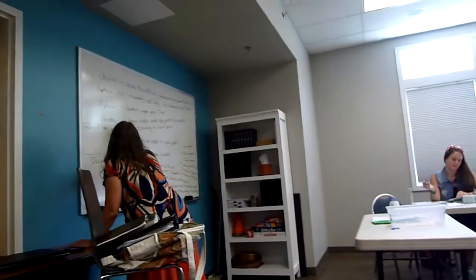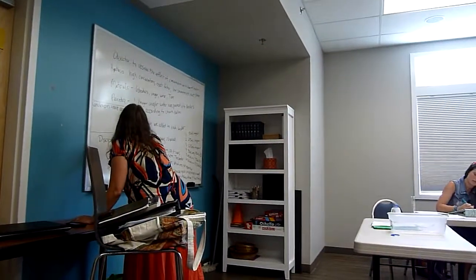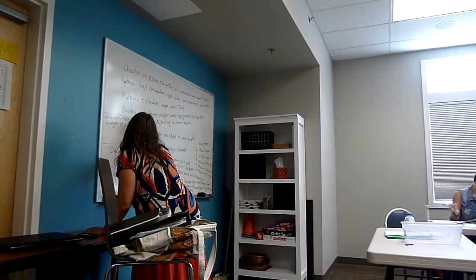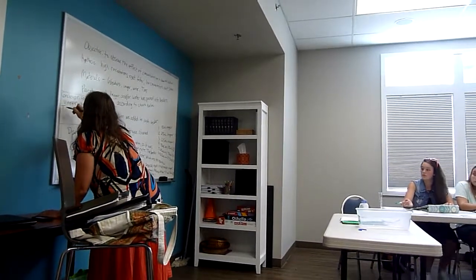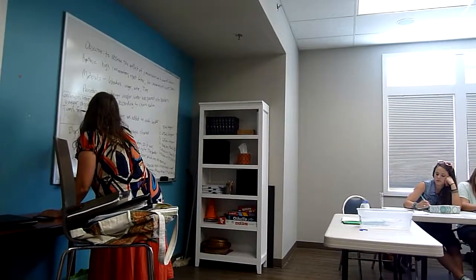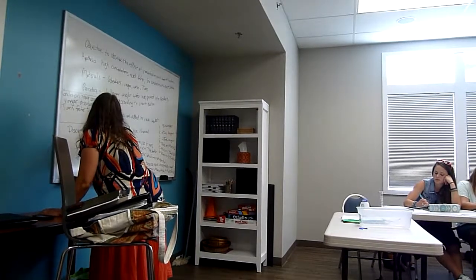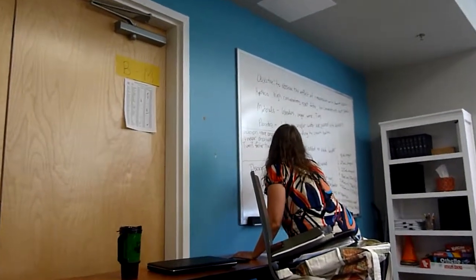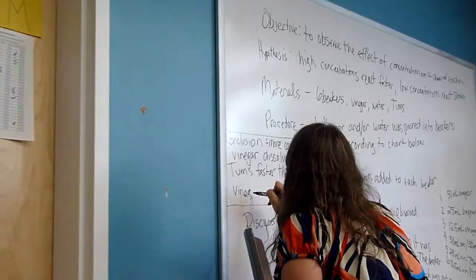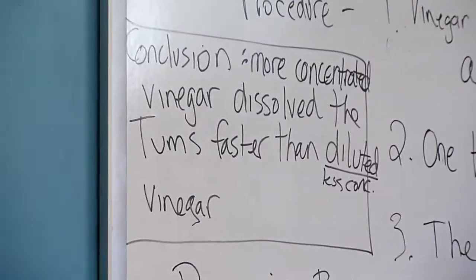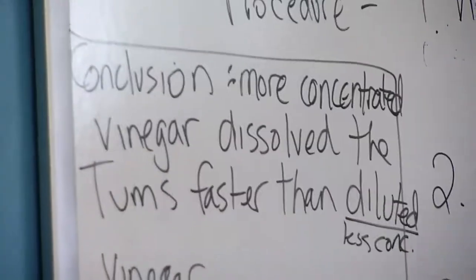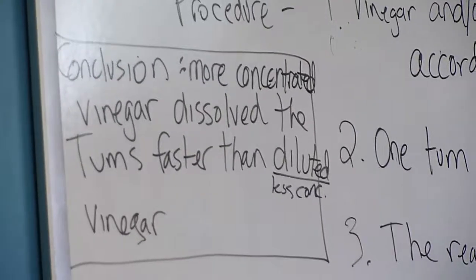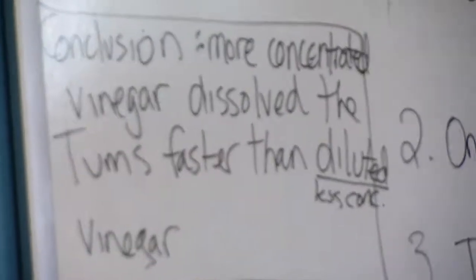Okay, so more concentrated vinegar dissolved the Tums faster than diluted or less concentrated vinegar. Something like that would be a great conclusion. It goes right back to your objective to observe concentration. That tells us what we observed, that the ones in concentrated vinegar dissolve faster than the ones in less concentrated vinegar. And that's a good general statement about that.